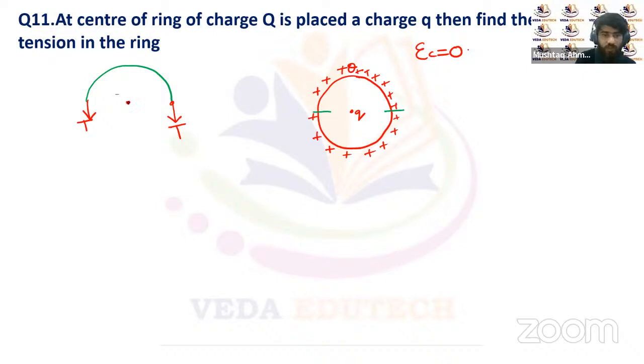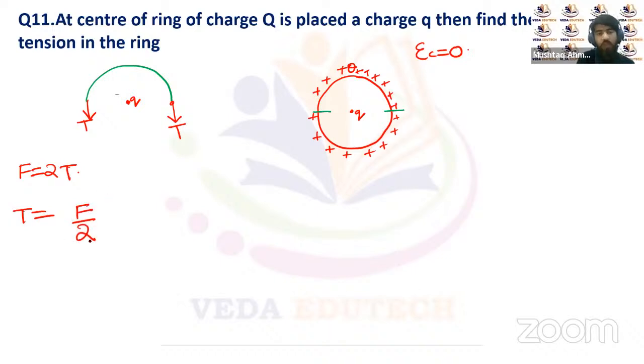So the charge Q is placed here. Now let's suppose the net force because of this charge Q on this half ring is F. Then this F should be equal to 2 times the tension. Only then will this half ring remain in equilibrium, or the net force on this half ring be equal to 0. So from here the tension will be F by 2.